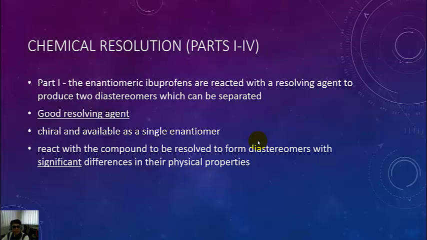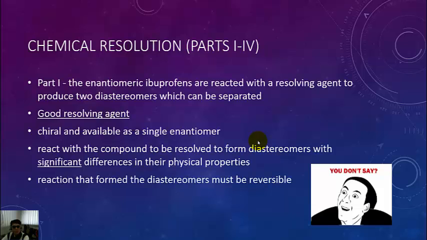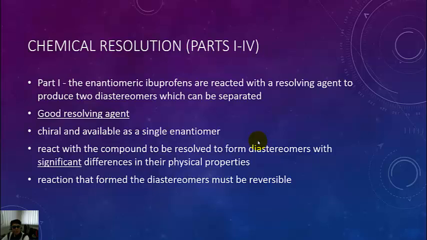And third, the reaction that forms diastereomers must be reversible so that the compound being resolved can be recovered at the end of the experiment. If I can't get back my original compound, then what's the point of having this resolving agent? Right? We are forming something new and then we change the pharmacological properties of the drug.